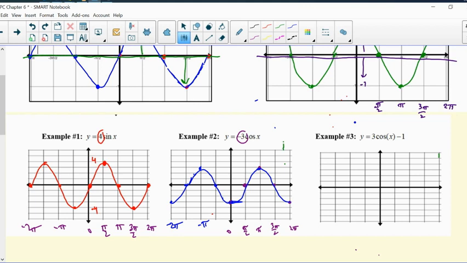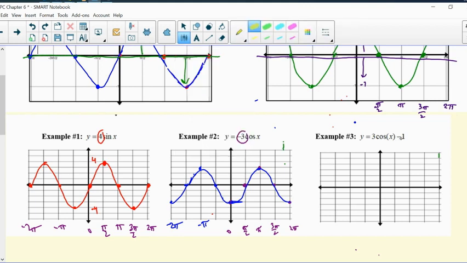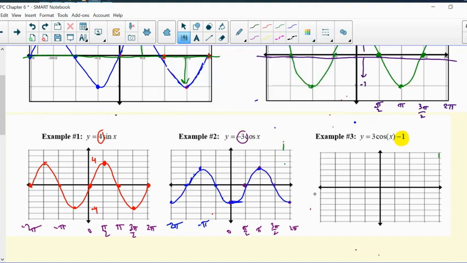Okay. Now, again, last semester, we saw some similar transformations. So I'm looking at this example 3 here, that -1, that is a vertical shift. So everything is moving down 1 unit. So sometimes what I like to do is draw like a new line of equilibrium. So -1 now becomes my line of equilibrium. And from this, I'm going to make sure I have an amplitude of 3.